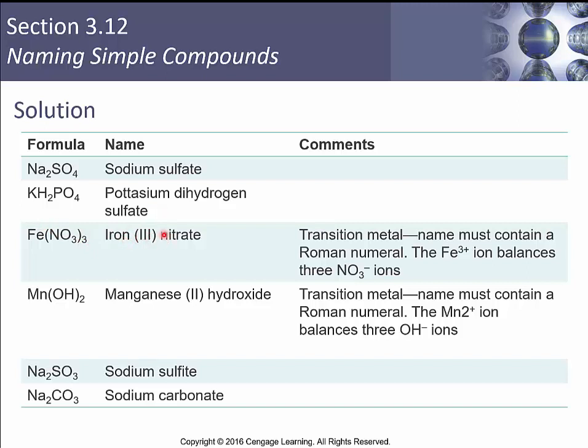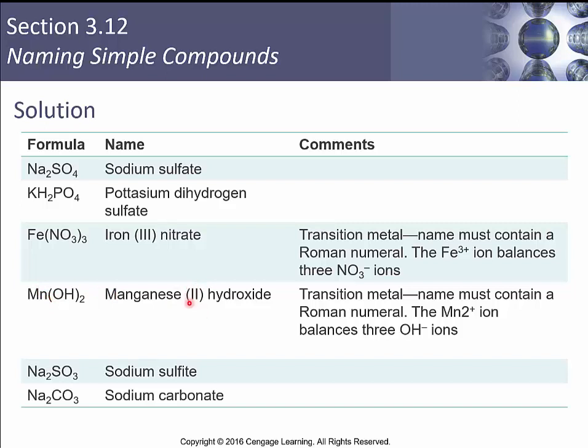Manganese hydroxide, it's a transition metal. It can exist in more than one state. The hydroxides are always going to be -1. We've got 2 of them, so we've got -2 charge. Our manganese has to have a plus 2 charge, so we'll do it as manganese, parentheses, 2 hydroxide.